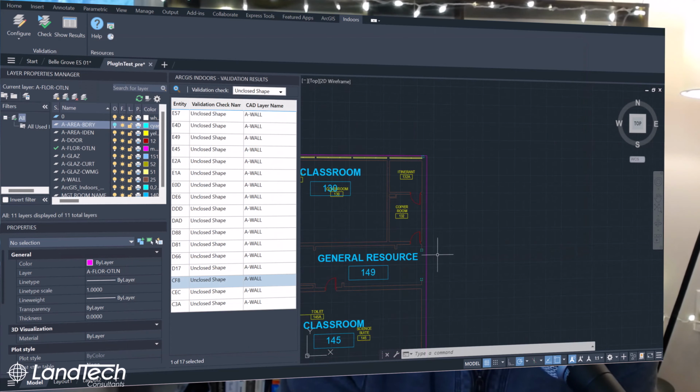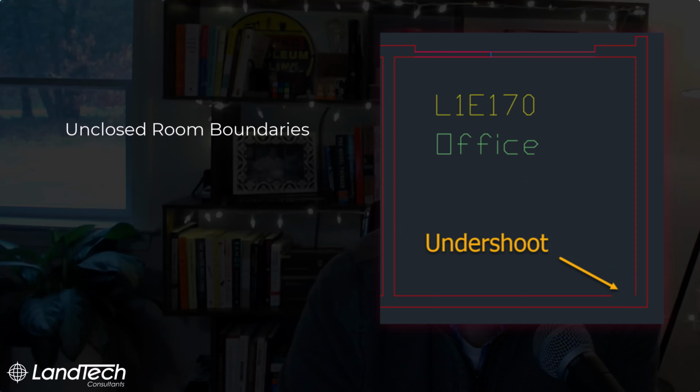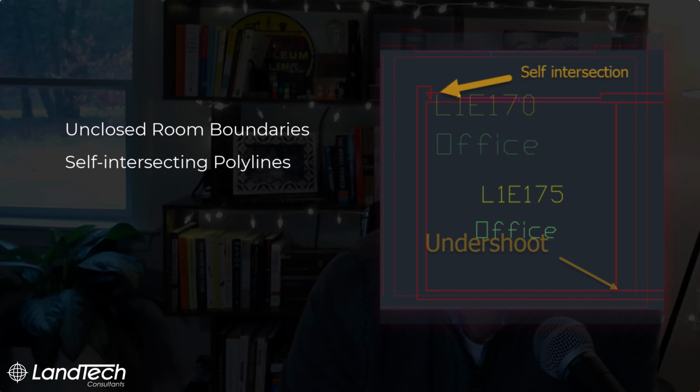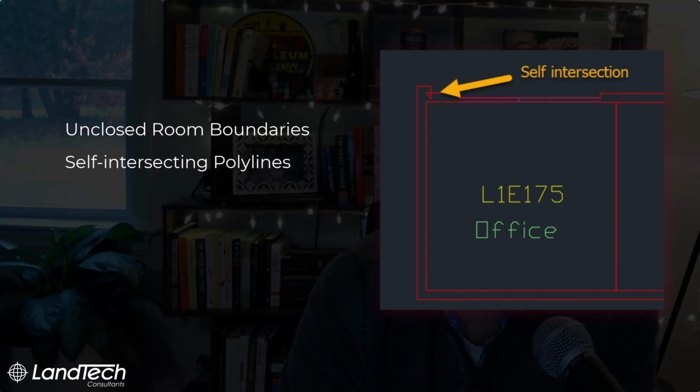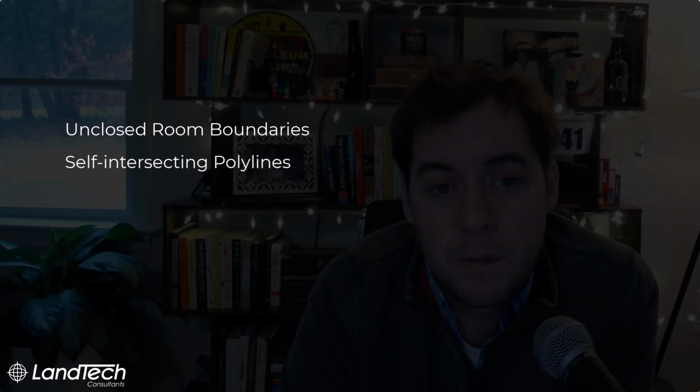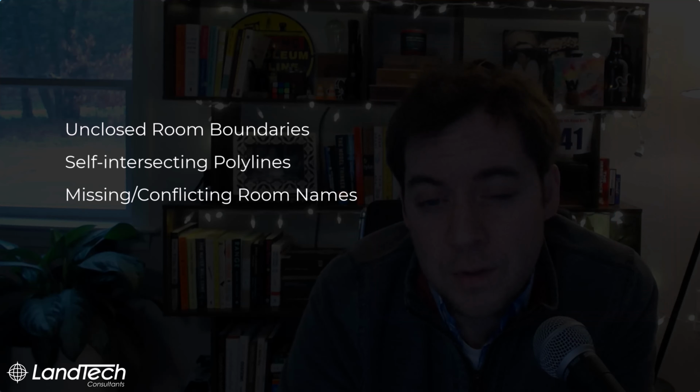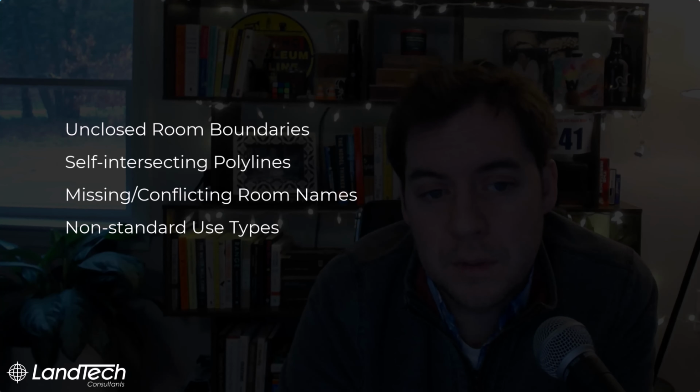Prior to importing CAD floor plans into ArcGIS Indoors, there's a few things you need to check to ensure an accurate, successful import. You don't want to have to do it again and again. Unclosed room boundaries, small gaps in the line work or dangling endpoints, self-intersecting polylines. These import as multi-part features and are going to require some cleanup and rework. Missing or conflicting room names or non-standard use types.